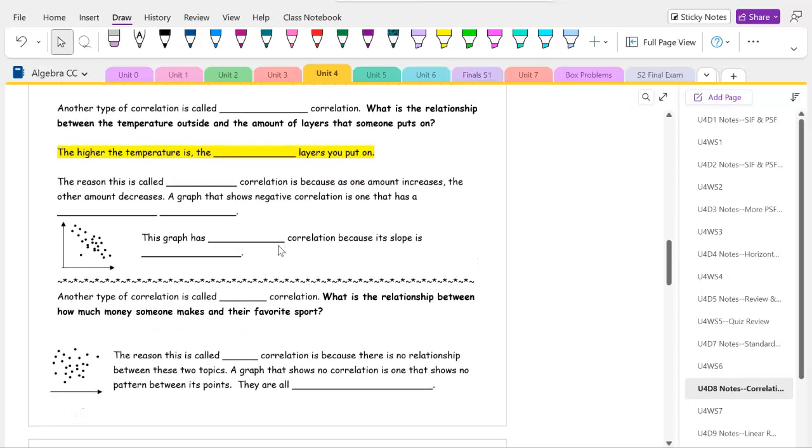All right, another type of correlation is called negative correlation. So what is the relationship between the temperature outside and the amount of layers that someone puts on? Well, the higher the temperature, the less layers you put on, okay? Or think of the reverse. The lower the temperature, the more layers you put on. So this is called negative correlation, because as one amount increases, the other decreases. And you can probably guess a graph that shows negative correlation is one that has a negative slope.